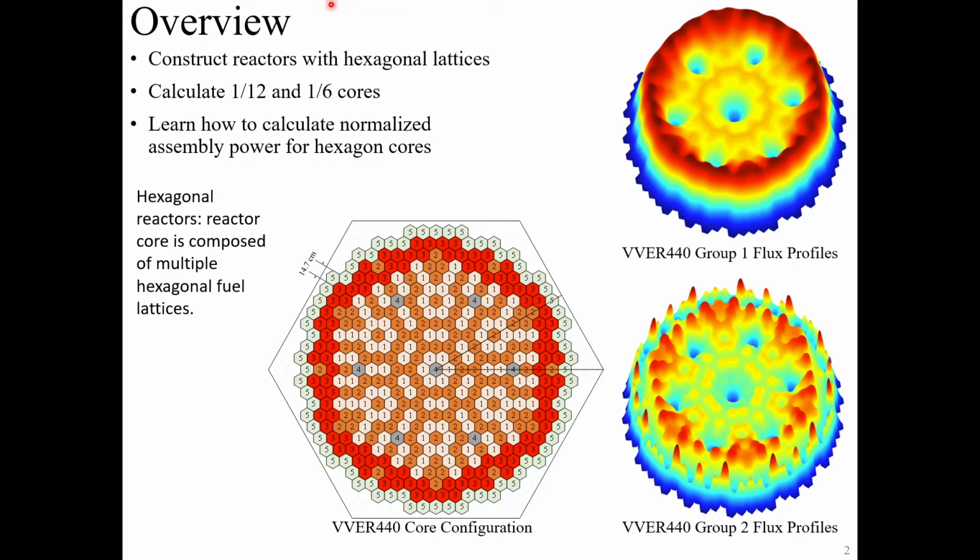So a hexagon reactor is a reactor core composed of multiple hexagon field lattice. This figure shows the Russian VVER 440 hexagon core configuration. And on the right, these two figures show the flux distribution of both energy groups calculated by MATLAB. For this particular problem, you will see that this geometry exhibits the symmetry for 1/12 of the core. Therefore, to model this reactor, we only need to model 1/12 of this core.